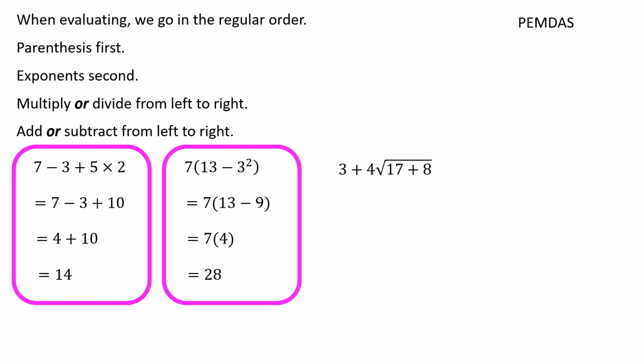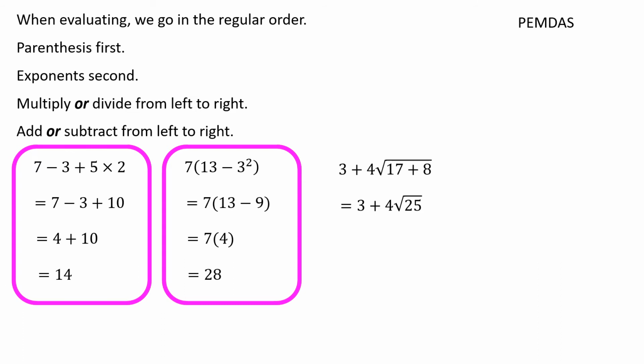Ooh, look at this. We've got a square root symbol. Remember, we want to start with parentheses first. And for those of you saying, hey, we don't have parentheses, yes, we do. That square root symbol acts as a grouping symbol. In other words, it acts like a set of parentheses. So we have to do inside the parentheses first. So I have to do the 17 plus 8, which gets us 25.